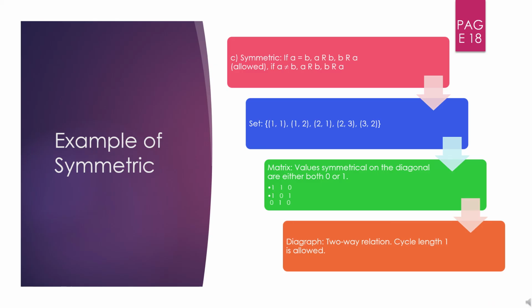Next is symmetric. What is symmetric? A relation R on set A is said to be symmetric if whenever a R b, then b R a. You all understand? If a R b, that means you have to change it to the opposite, it will be b R a. That is what we call symmetric. Here are some example questions for you all to understand more about symmetric.